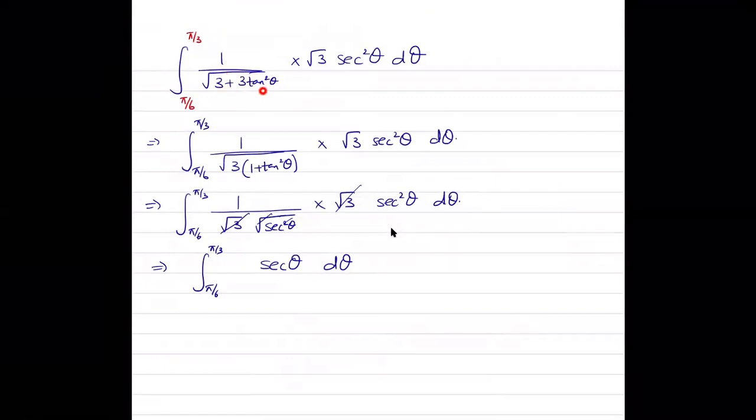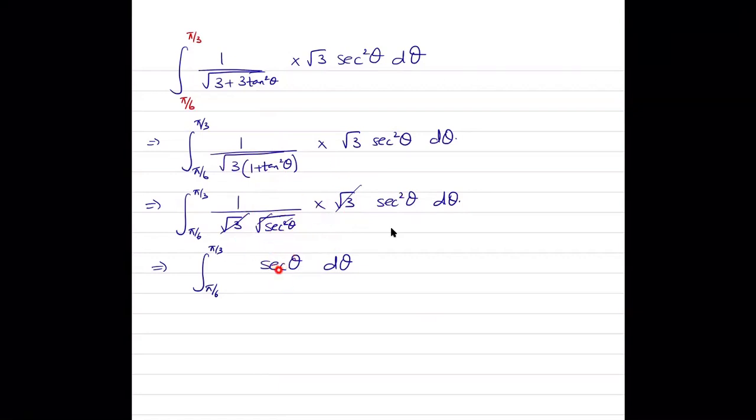I took 3 common out, so I was getting 1 plus tan square theta. 1 plus tan square theta is secant square theta, and we had a square root. So square root of 3 times square root of secant square theta times square root of 3 times secant square theta d theta. This square root and square can be cancelled out, and if you resolve the powers of secant theta and secant square theta, you are going to be left with secant theta in the numerator. Root 3 and root 3 are going to be cancelled out.